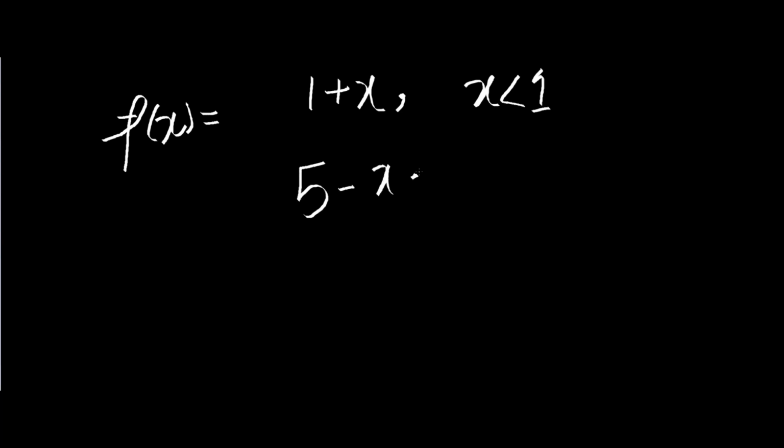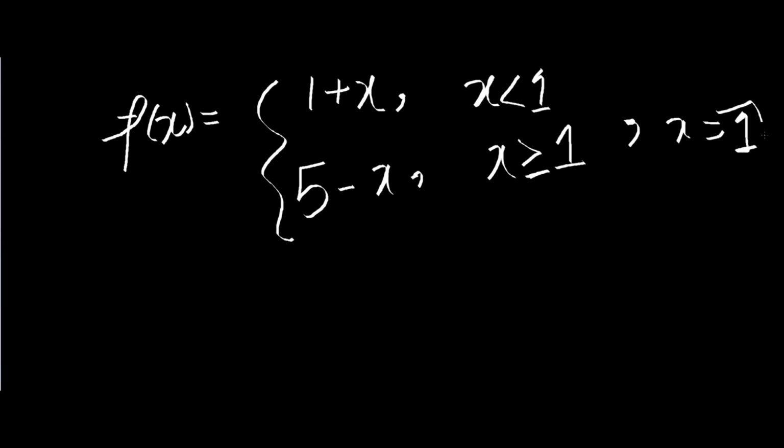f of x equals 1 plus x when x is less than 1. That is one equation. The next one says 5 minus x when x is greater than or equal to 1. I have to find the continuity of this given function at this given point, which is x equals 1.